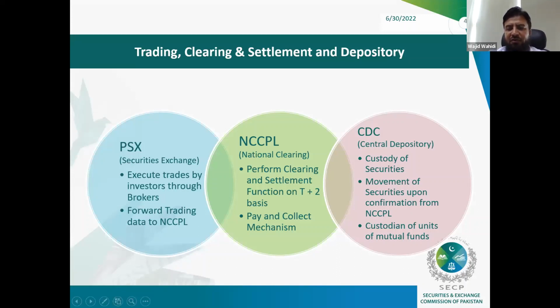And CDC performs the function primarily of custody of shares, movement of securities upon confirmation from NCCPL, and the third one is custodian of units of mutual funds. So this is basically the core function of these companies and the trades executed in the stock exchange.